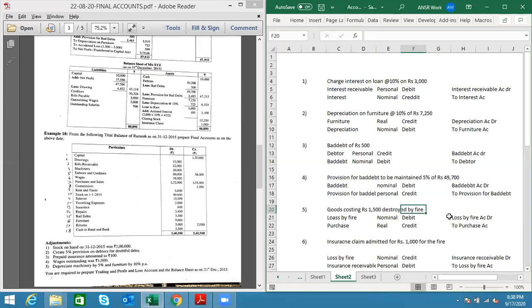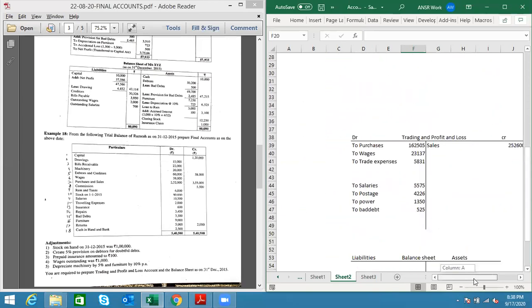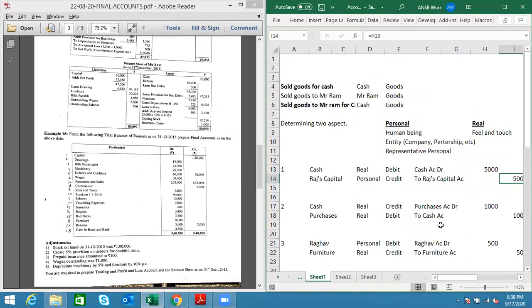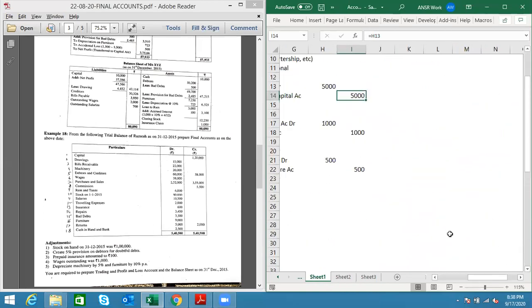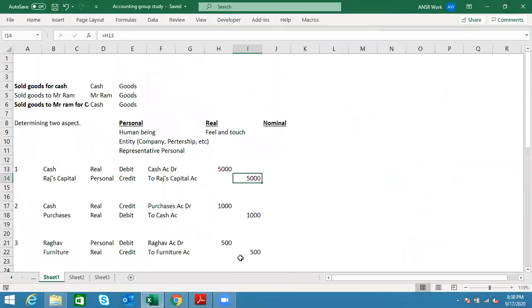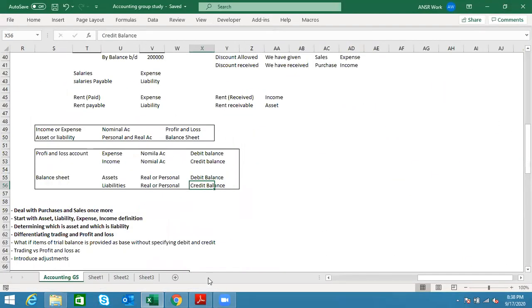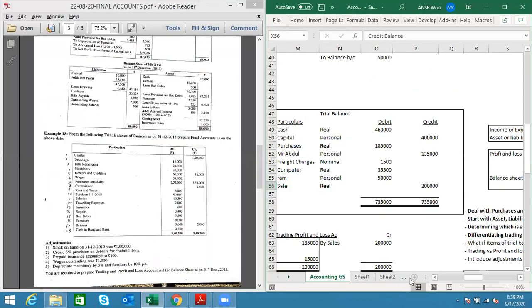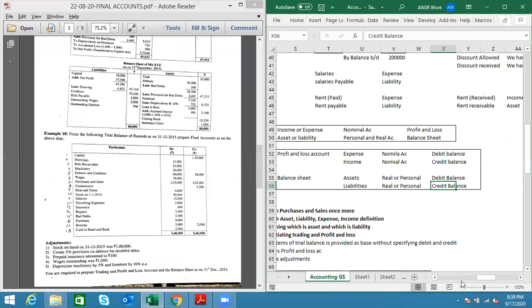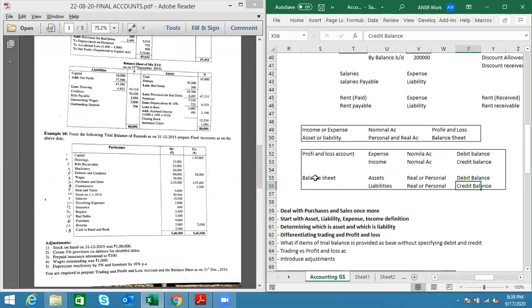And in order to do that, we were introduced with a very simple chart, which looked something like this. Give me 1 second. Yeah, so this is the one where we saw that balance sheet will have assets and liabilities, and trading and profit and loss account have expense and income. So profit and loss account will carry all the nominal accounts, while the balance sheet will carry all the real and personal accounts. Now, how to distinguish between assets and liabilities and expense and income?